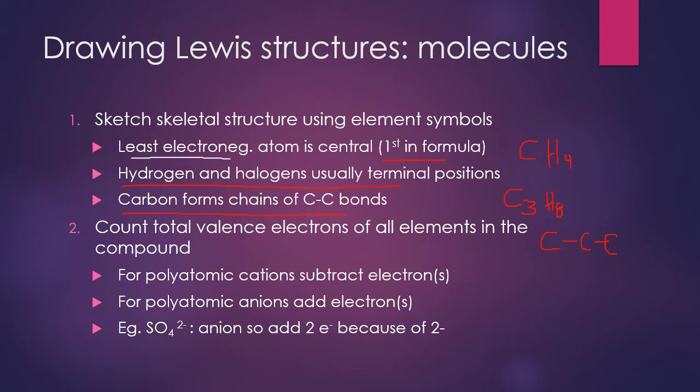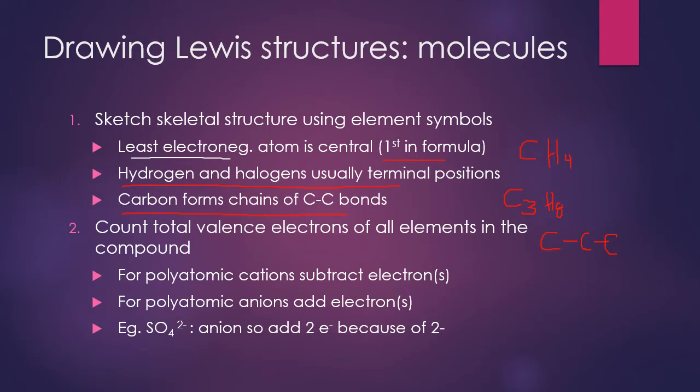Next, you can count the total valence electrons. Sometimes I like to do this step first, just so I know how many electrons I have to play with. To count the valence electrons of all the elements in the compound, we look at where each element is on the periodic table. Based off where it is, we'll know how many valence electrons each one contributes, and then we can get the total valence electrons for that compound. This is important when we're making bonds because we don't want to use more electrons than we actually have available to us.